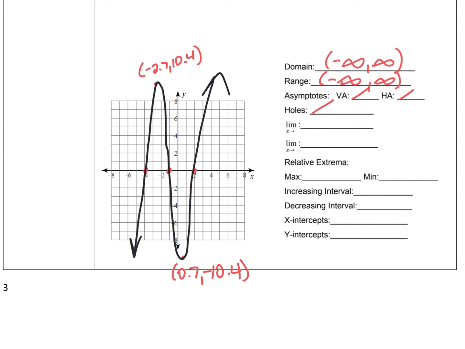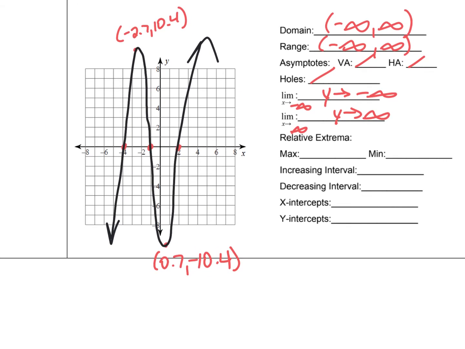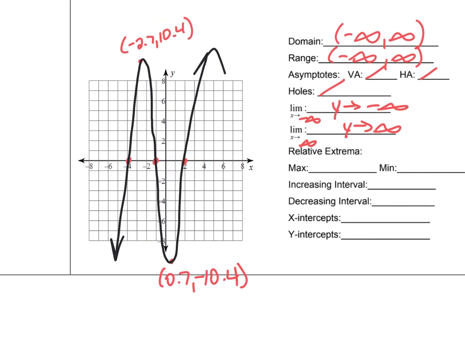The limits, so again, copy down the domain for x approaching negative infinity, positive infinity. As x goes left, y is also going to negative infinity. As x goes right, y is also going to positive infinity. So if you got those, great. If you didn't, it won't be on the EOC, so you're okay.